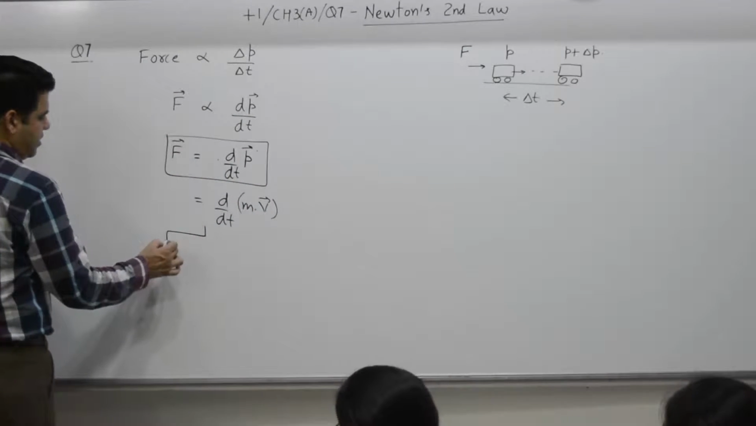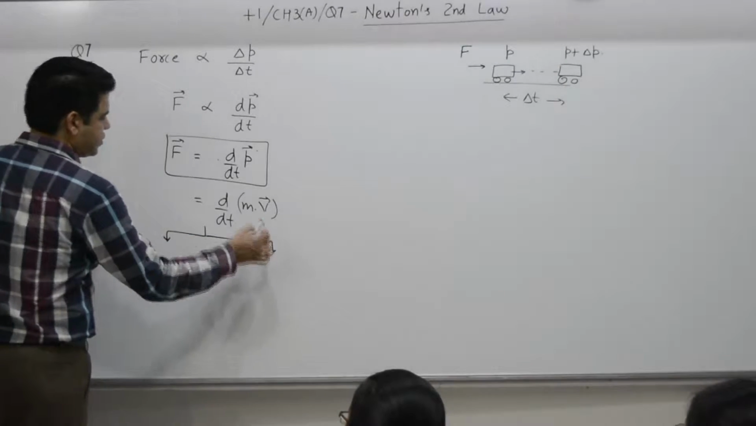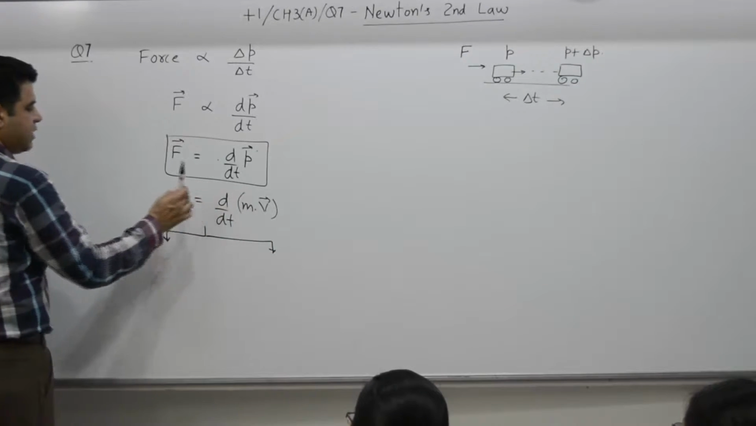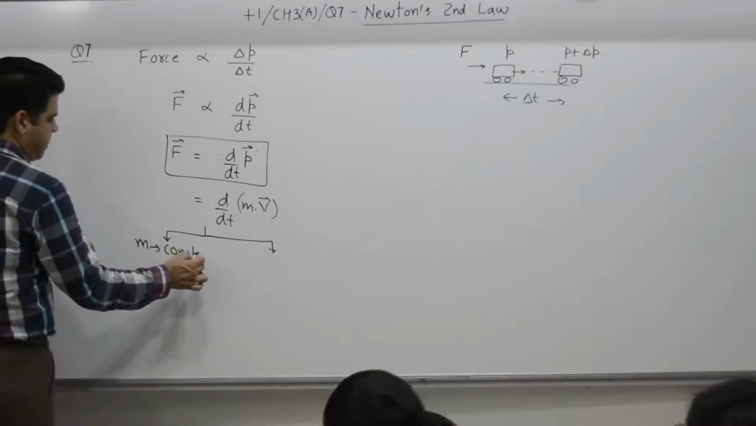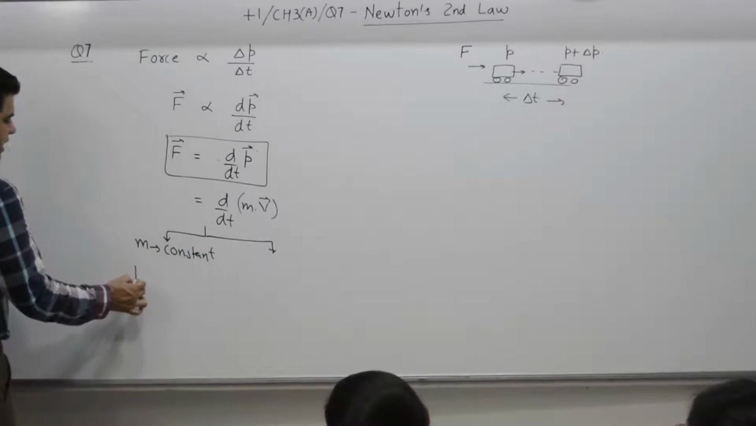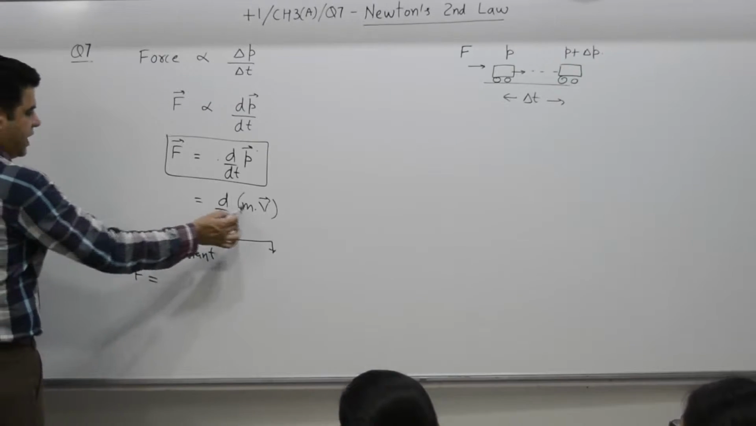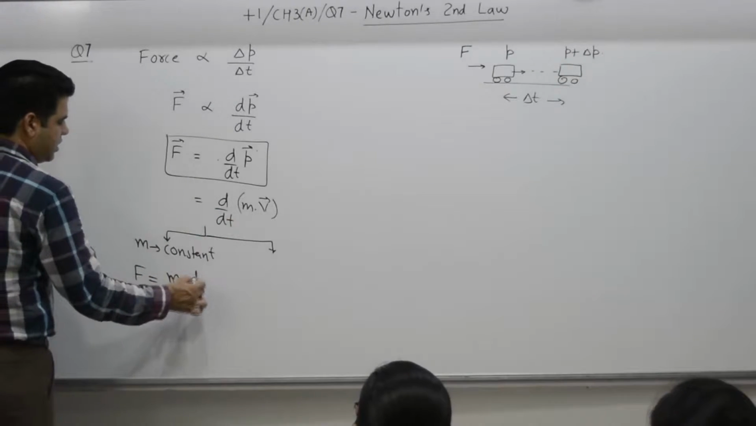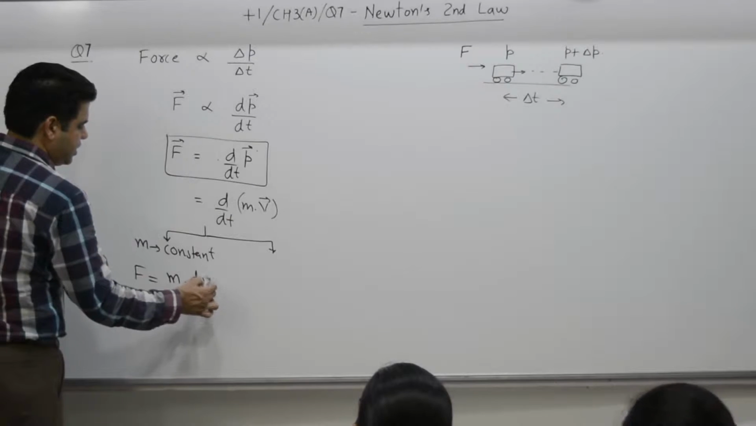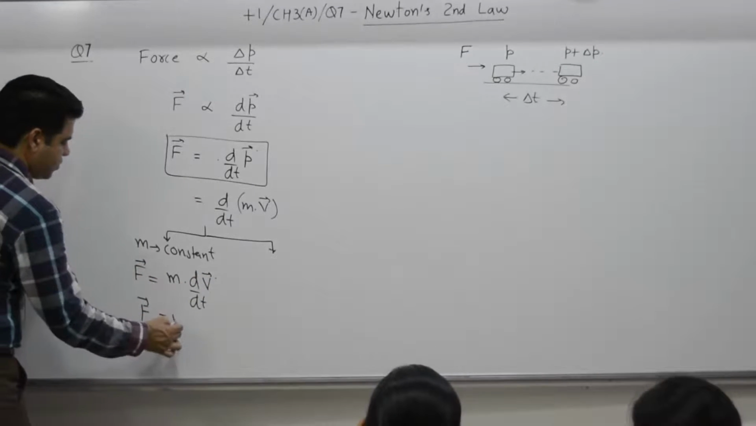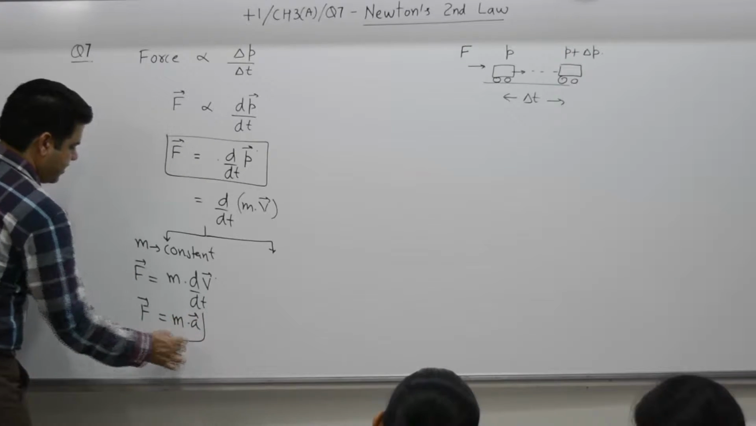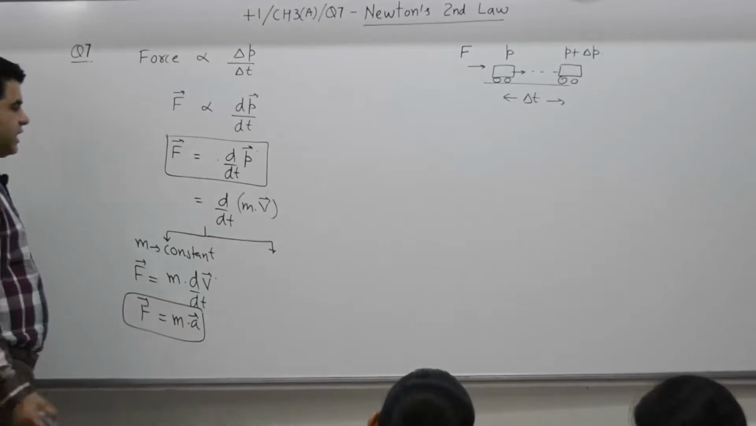Case number 1: when mass is constant. If mass is constant, you can take mass out, m constant. Then how do you write it? F is equal to m times d by dt of v. It is equal to what? F is equal to ma. This is 1.